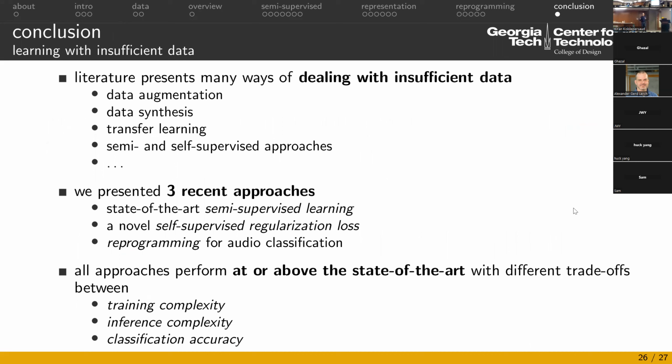Obviously, there are many different ways for dealing with insufficient data. We can augment the data, we can synthesize data, we can use transfer learning, semi and self-supervised approaches, and so on. And I'm always on the lookout for new ideas how to deal with this problem, and how to impart additional knowledge during training to networks. Like what we did indirectly with this representation learning approach.